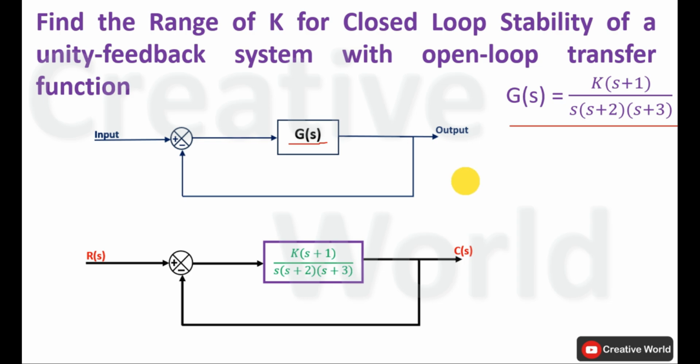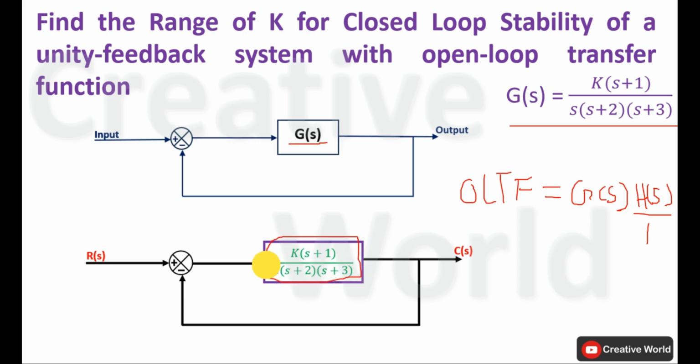And we know that the open loop transfer function of any system is equal to the forward path gain G(s) multiplied by the feedback gain H(s). In case of a unity feedback system, H(s) is 1. So the forward path gain of the system is equal to the open loop transfer function of the system. That's why we have taken the open loop transfer function of the system as the forward path gain. Now move towards the solution of the problem.